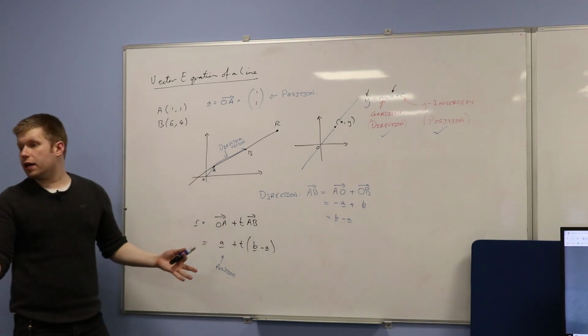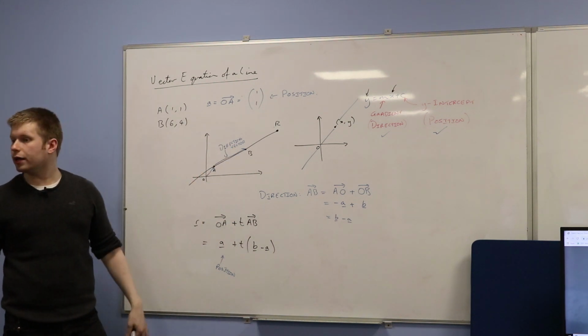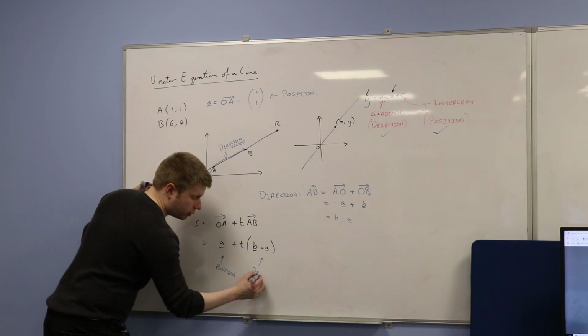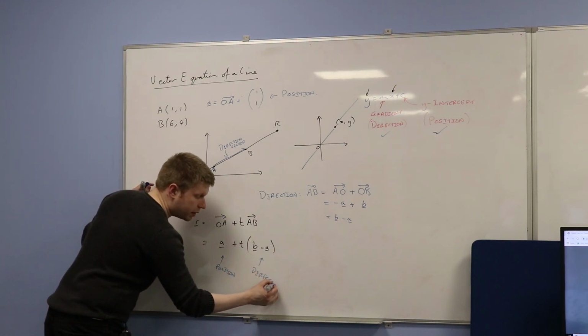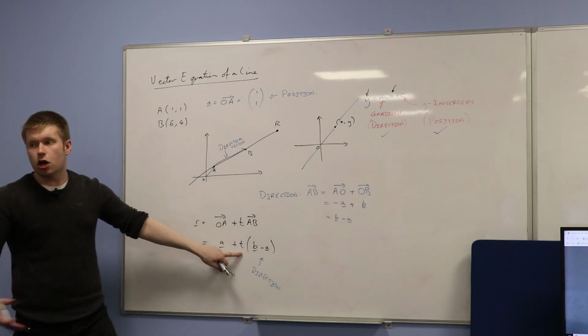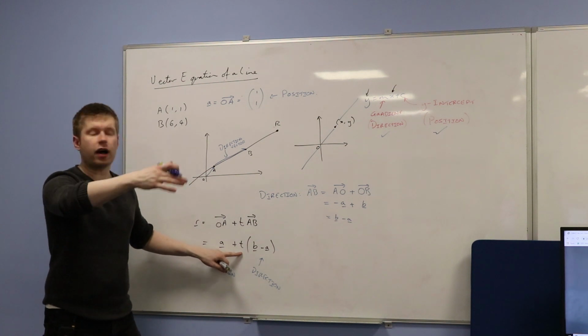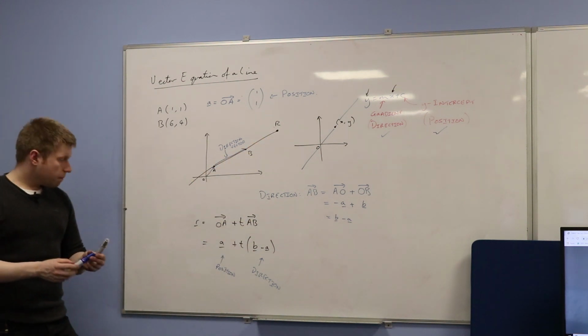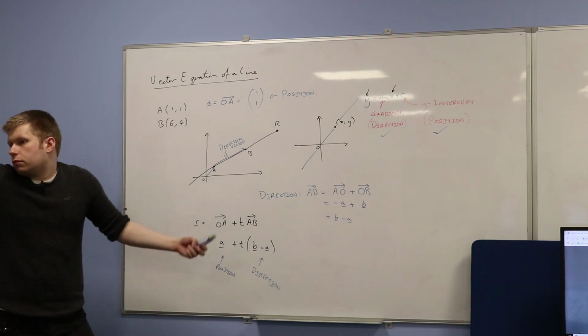Remember, this could be B, this could be some other point that I knew lies on the line. I've just chosen it to be A. And this thing here is my direction. This is the thing that moves me in the same direction as that line. And because I'm moving some multiple of that direction vector, could be 3 times as far, 4 times as far, 5 times as far, that's going to get me onto that point. So we have position vector plus direction vector, we have the equation.